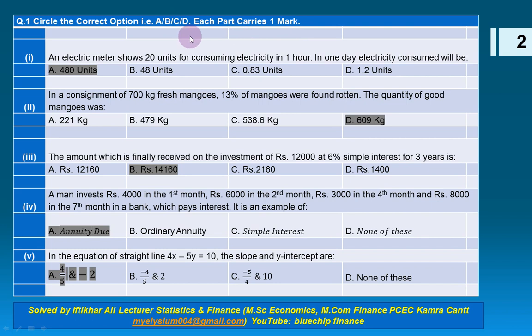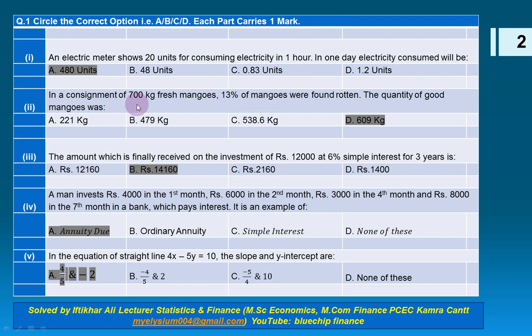So first objective is that an electric meter shows 20 units for consuming electricity in 1 hour. In 1 day, electricity consumed will be, correct option is 480 units, because if 20 units are consumed in 1 hour, so simply in 1 day there are 24 hours, so 20 multiplied by 24 equals 480 units.